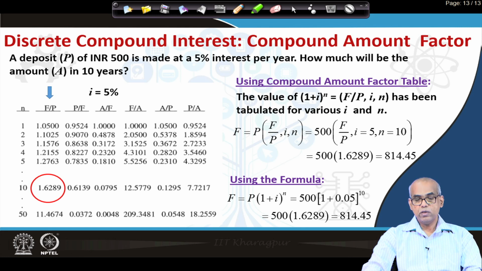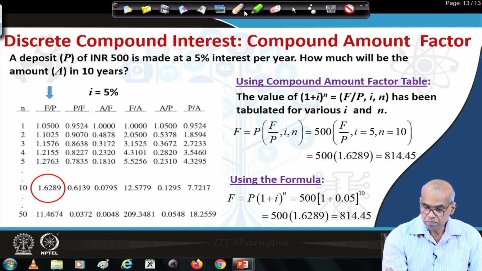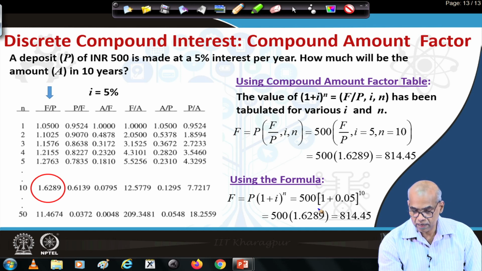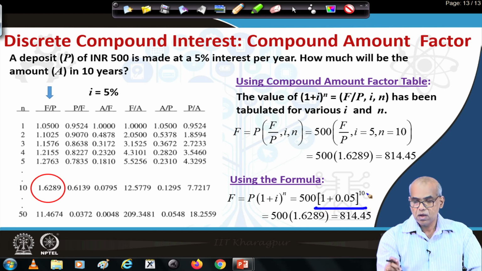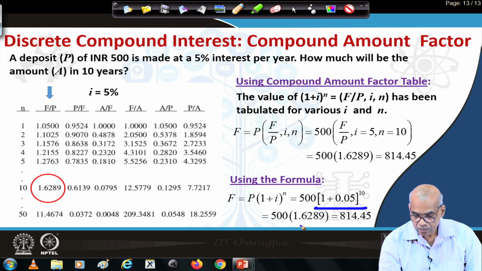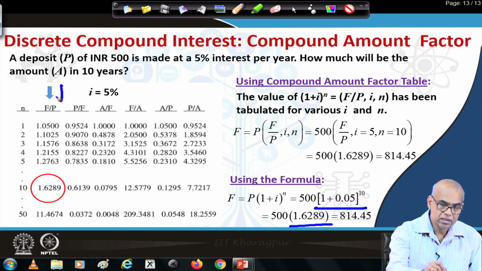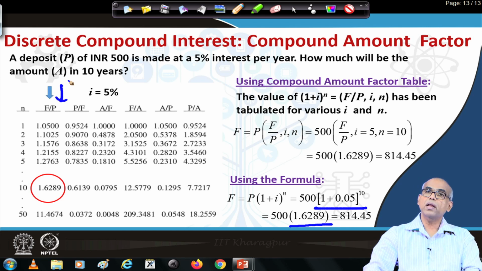You can also directly use the formula F = P(1 + i)^n, and you will of course get the same value. You can also see that this (1 + i)^n, which is basically (1 + 0.05)^10, is calculated as 1.6289. So, in this table, these (1 + i)^n values are computed and tabulated.